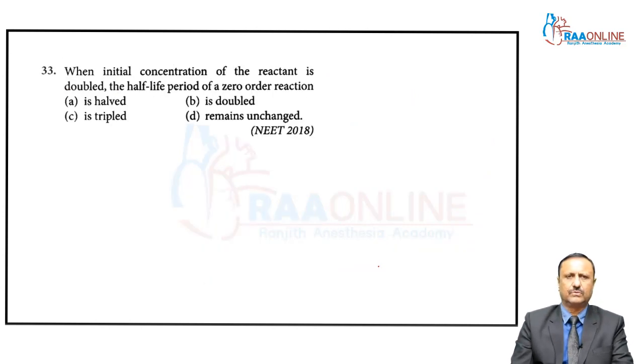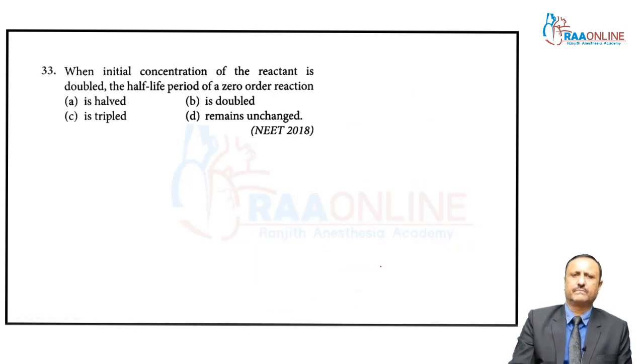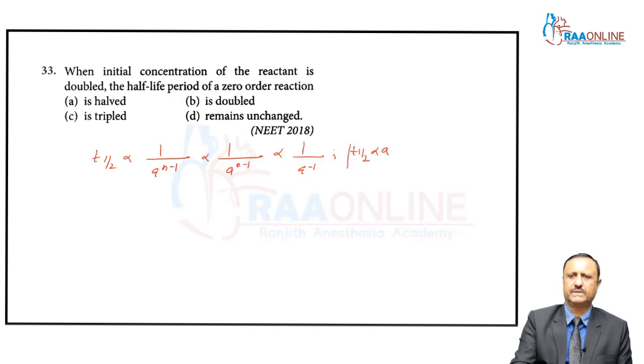Now, my dear students, we can go to question number 33. When the initial concentration of the reactant is doubled, the half life period of a zero order reaction. Here we can see t half. I can give you a relationship between t half and initial concentration. For zero order reaction, 0 minus 1 equals a to the power 1, so t half is proportional to a. It means t half is proportional to initial concentration in zero order reaction.